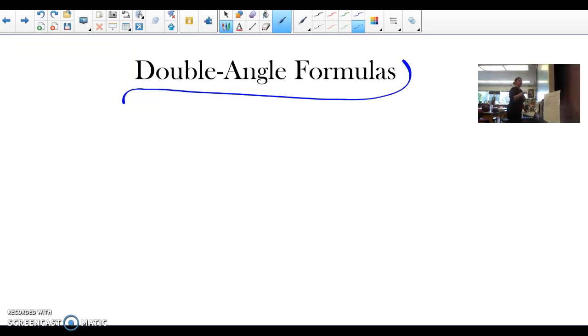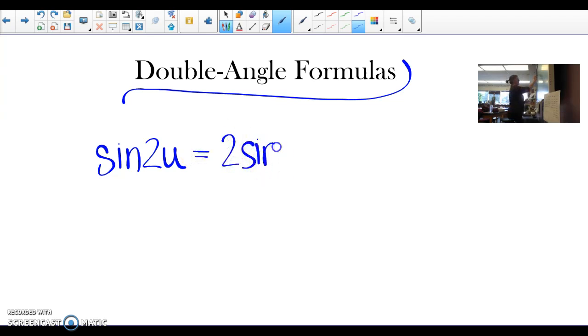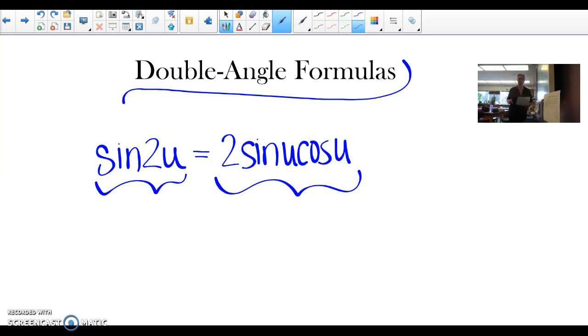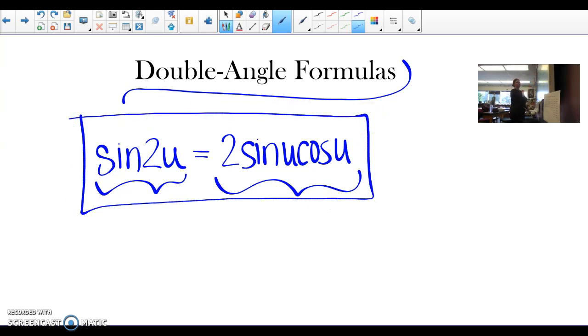Okay, our double angle formulas, and this is on page 384 if you're following along. We've got sine of 2u, 2 times some angle u, is equivalent to 2 sine of u times cosine of u. These two expressions are identities. They're interchangeable. So that's identity number one.